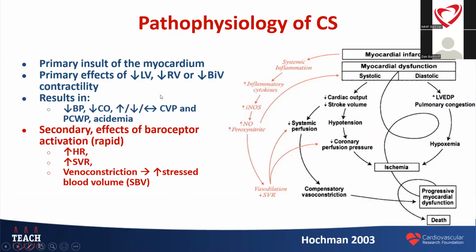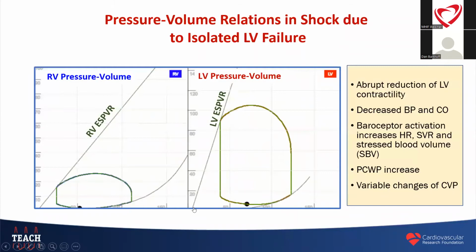But as secondary effects of these primary hemodynamic factors, there's activation of the baroreceptors, and this happens very rapidly. This causes at a minimum three things, which are increase in heart rate, increase in SVR, and venoconstriction, which increases the stressed blood volume, which is the effective circulating blood volume. Now if this situation persists longer term, it leads to an inflammatory response, systemic inflammatory response, vasodilation, and multi-organ failure. So this is what we're trying to counteract. Time plays an important factor here about whether you're in a vasoconstricted state or whether you're in an inflammatory vasodilated state. Now, let's consider first the physiology of isolated left ventricular failure.